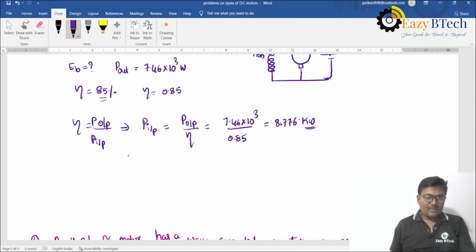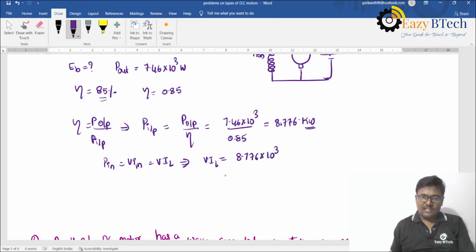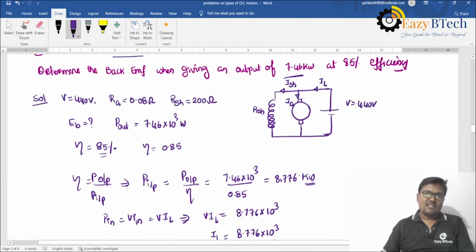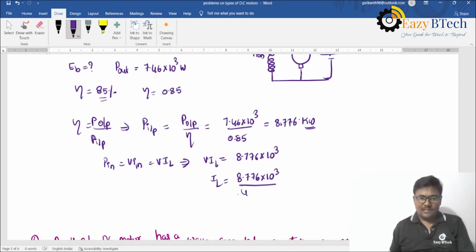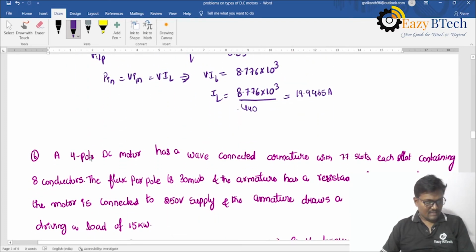So the power input is equal to V into IL, that is VIL. So VIL is equal to 8.776 into 10 to the power of 3. Then the line current is equal to 8.776 into 10 to the power of 3 divided by the supply voltage, that is 440. So finally I got 19.9465 amperes. This is the line current.